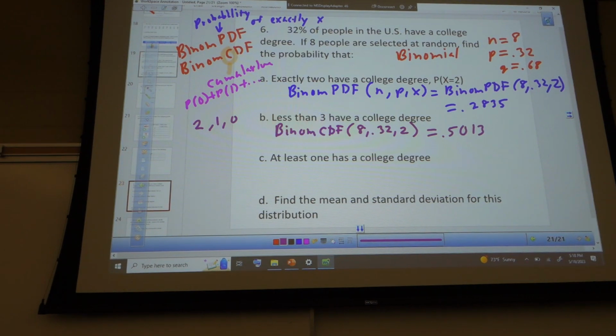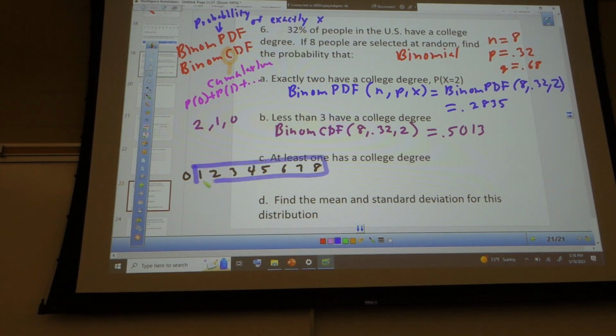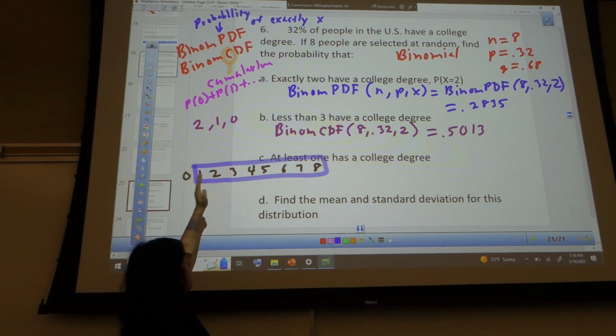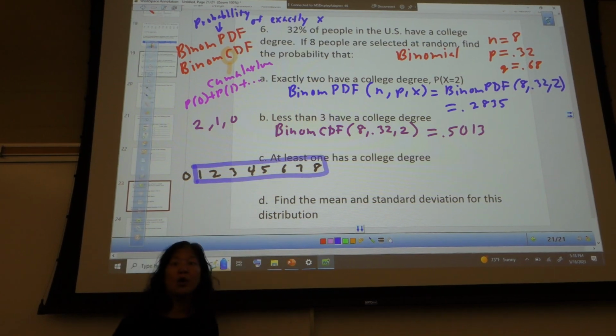Okay, everyone feeling all right with that part? Now, the at least one. At least one. So 0, 1, 2, 3, 4, 5, 6, 7, 8. Which ones are at least 1? Anything above 0? Yep. All of these guys. So I could find the probability x is 1, plus probability x is 2, plus probability of x is 3. I can do binomial PDF of all of these and add them up.